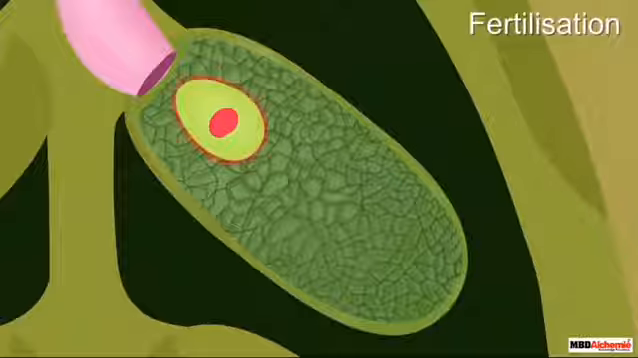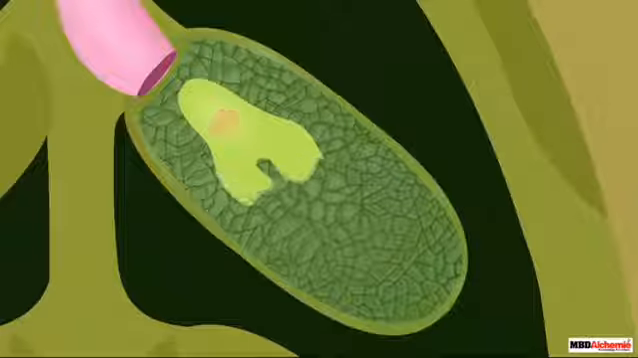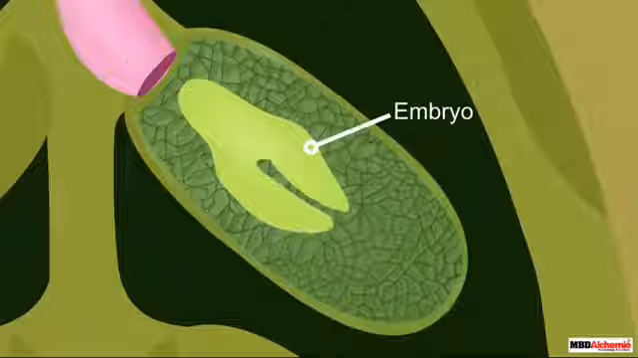The zygote formed after the fertilization then divides several times to form an embryo inside the ovule. The ovule develops a tough coat and changes to a seed.